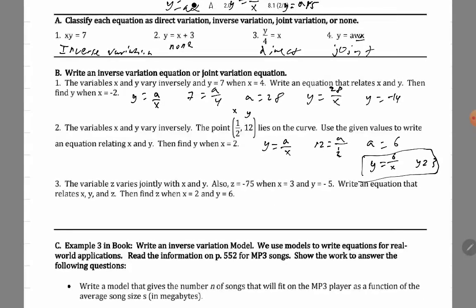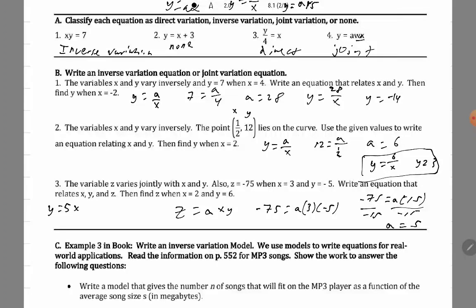Lastly, the variable z varies jointly with x and y. So z equals a x y. And then they tell us that z is negative 75 when x is 3 and y is negative 5. So, simplify this a little bit. Negative 75 equals a times negative 15. So divide both sides by negative 15. And you get 15, 30, 45, 60, 75. a is positive 5.